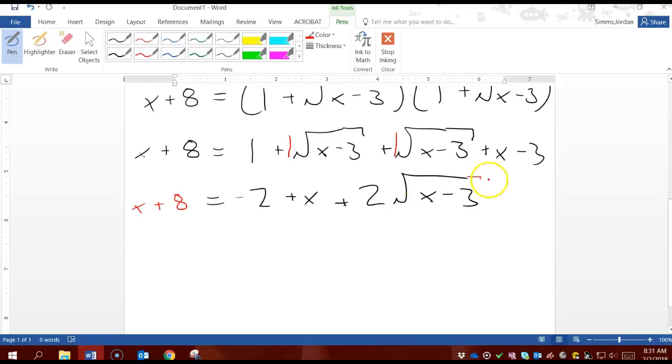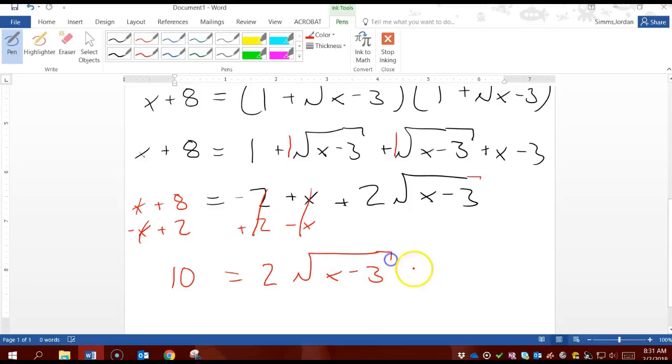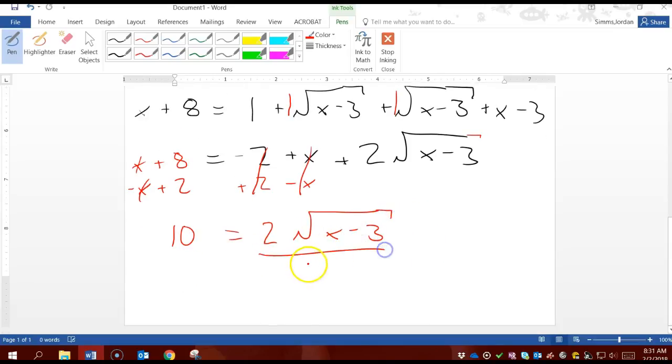So now let's isolate this radical part right here. I'm going to add 2 to both sides and subtract x from both sides. I'll just do that all in one step. So I'm going to get 10 equals 2 root x minus 3. Now to isolate that radical again, I'm going to divide both sides by 2.